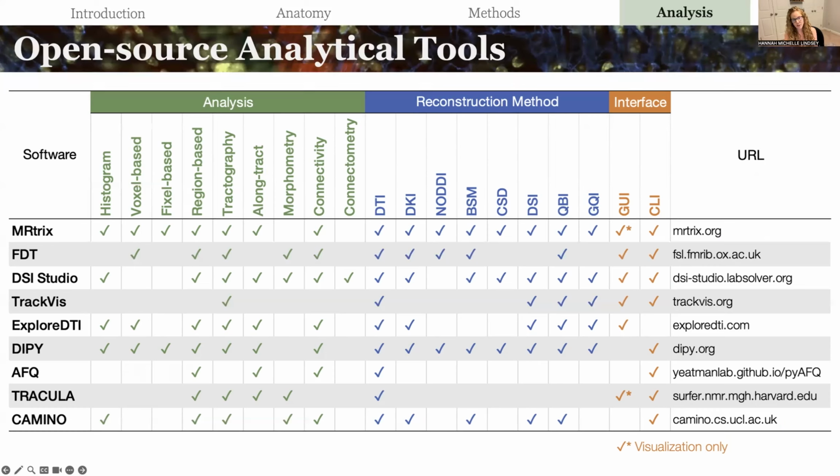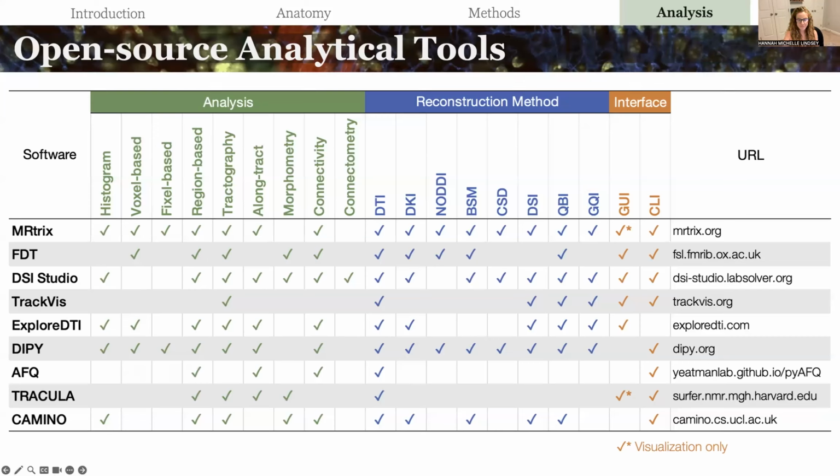CLI stands for Command Line Interface, and so this requires you to write scripts or enter commands into the command line of the computer. So some level of command line proficiency is required for software that only have CLIs like DIPY, and DIPY specifically requires Python, for example. As you can see, some programs are able to handle data reconstructed in various ways, and others are restricted to analyzing just DTI. MRtrix and DIPY are the most versatile tools, as they can be used with any kind of data, but they only offer a CLI for the actual analytical steps. MRtrix does have a GUI, but it's only used for visualization of the tracks after the analysis has been performed on the command line.